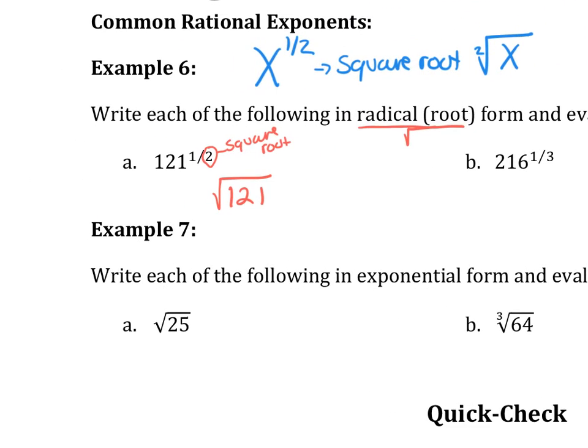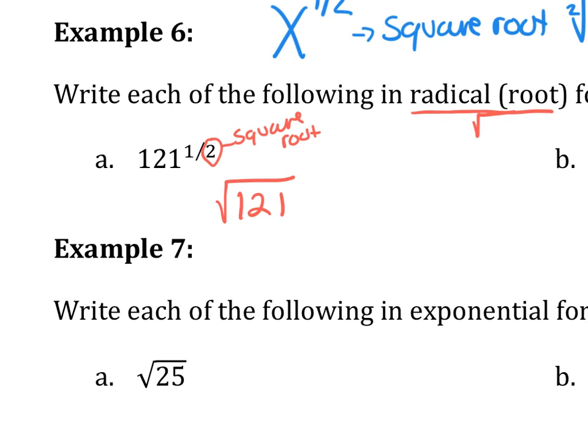And it says we want to evaluate them. So evaluate means to plug it in the calculator. So with square roots, we do have that square root button in the calculator. If you hit the second x squared, remember that brings you the square root symbol, and then you just type your 121 and hit enter, and you should get 11 as the square root of 121.